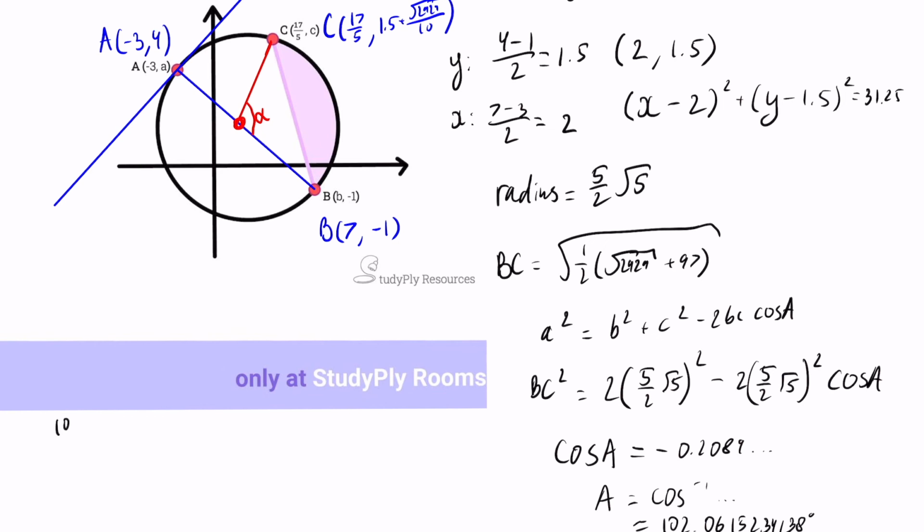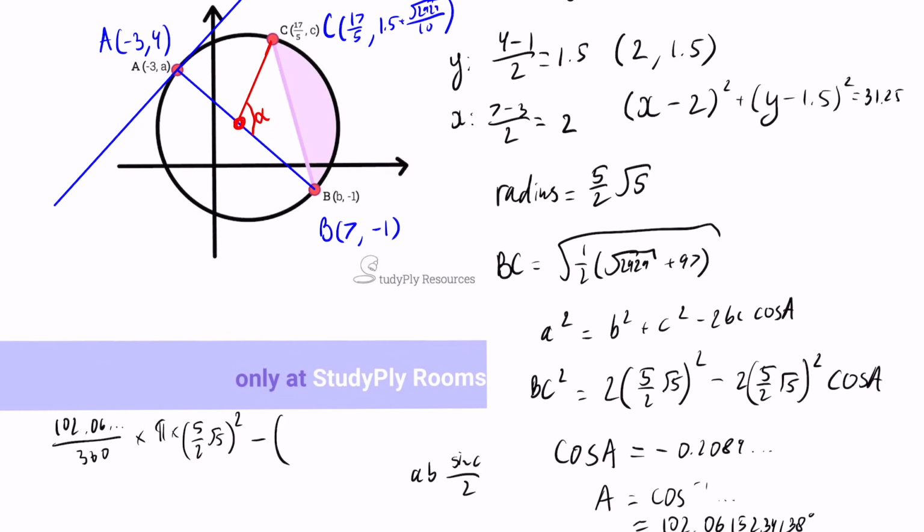It's just 102.06, etc., divided by 360 to find the fraction that this sector takes of this whole circle, times pi r squared, so pi times (5/2 root 5) squared, minus the area of this triangle here. And to find the area of this triangle, we will actually use this sine area rule, which is ab sine C over 2.